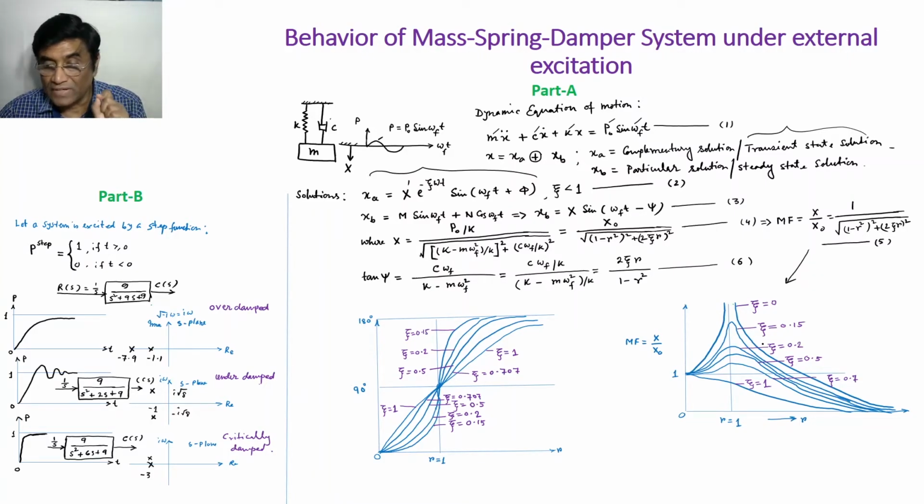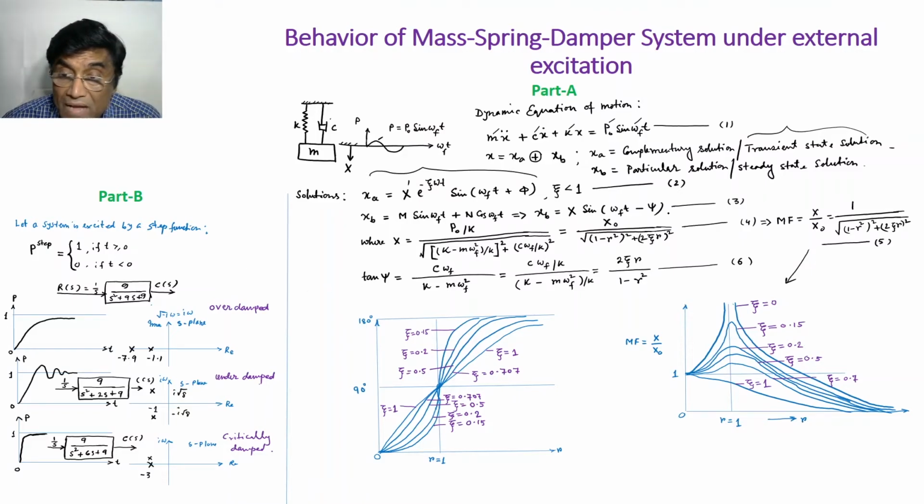Then we damp the system. With more damping, if you draw the characteristic curve of magnification factor versus R, it will be like this. So these are the undamped, underdamped, and critically damped situations. Then you can also plot the overdamped situation like this. So this is critical. This is the characteristic feature of x by x naught versus r.